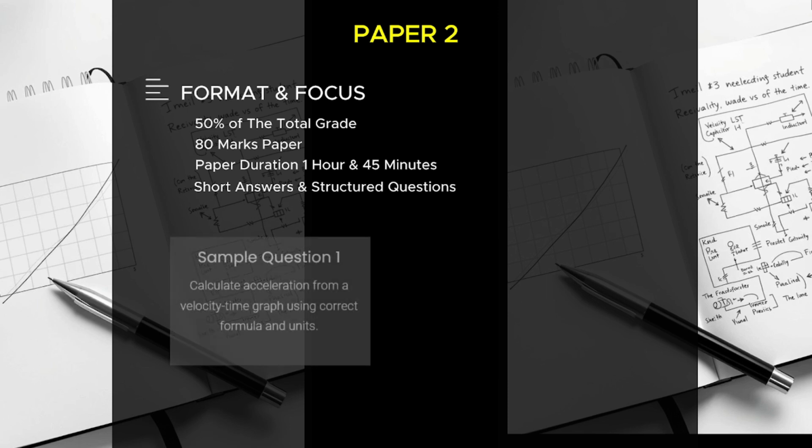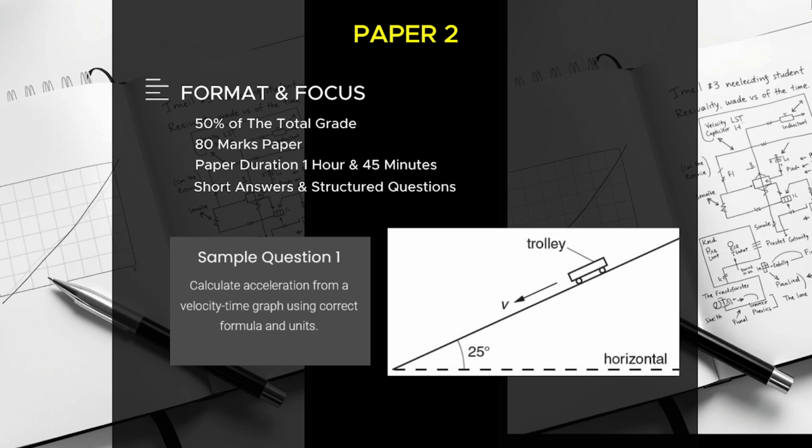prediction, problem solving. For example, a sample question from the past paper says a trolley accelerates down a slope. A graph of velocity against time is shown. Calculate the acceleration. You're expected to extract information from the graph, use the correct formula, which would be acceleration is equivalent to change in velocity divided by the time, show working, and include correct units.